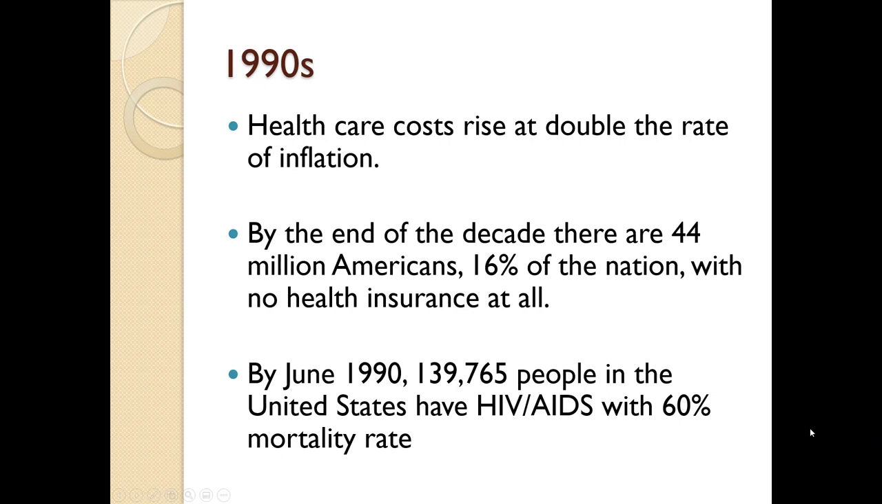And again, healthcare costs rise at double the rate of inflation in the 1990s. Healthcare has steadily gone to the extremes. It is so expensive. By the end of the decade, there were 44 million Americans with no health insurance at all. This is during the 1990s. By June 1990, we had HIV/AIDS with a 60% mortality rate. So we have a public health crisis that's emerging right here in healthcare during the 1990s. So it was, in essence, a pandemic at that time. I'm not sure how they defined it back then, but HIV/AIDS was certainly a public health crisis that we were having to deal with.